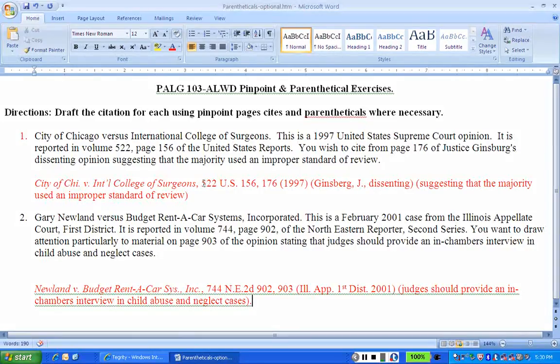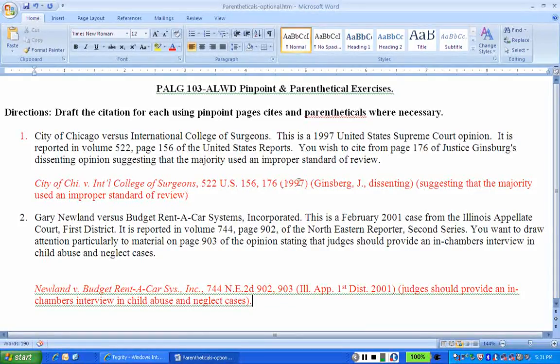It is in volume 522 of the United States Reports, and it begins on page 156. Well, in the example, it says you wish to cite from page 176. 176 is what we call a pinpoint page. So although the case begins on page 156, we are citing to page 176. So you have to let the reader know, although this case begins on page 156, please direct your attention to page 176 in order to review what I'm referring to. So 176 is the pinpoint page, and then you follow it up with the year, which is in parentheticals.